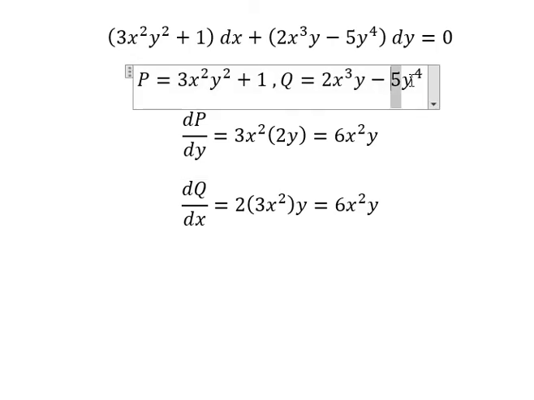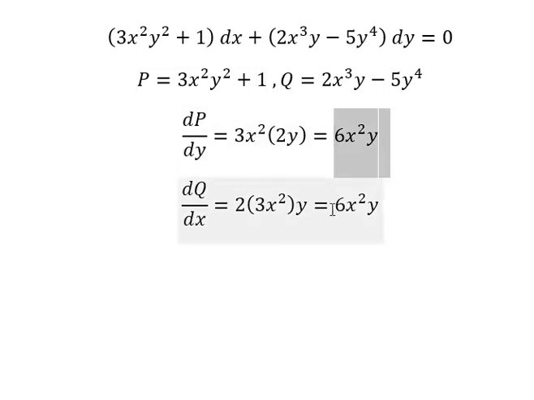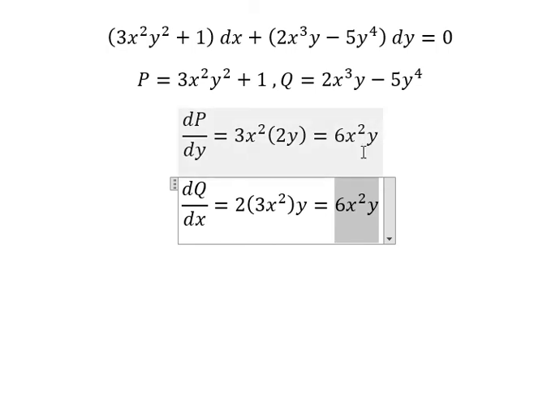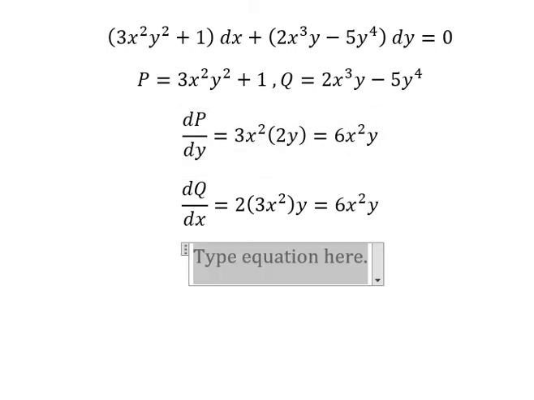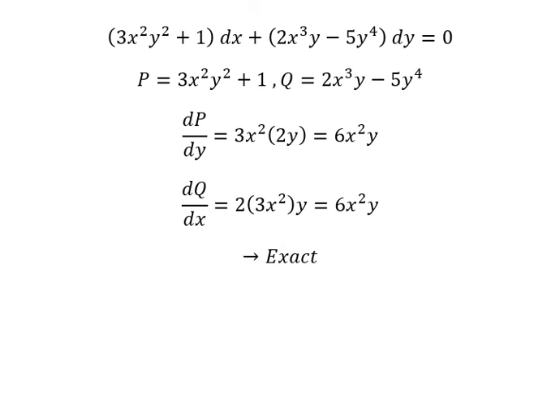This one and this one, they don't contain y. This one doesn't contain s. So when we do first derivative, they are 0. So we see that this one and this one they are the same. So we can say that that is exact.